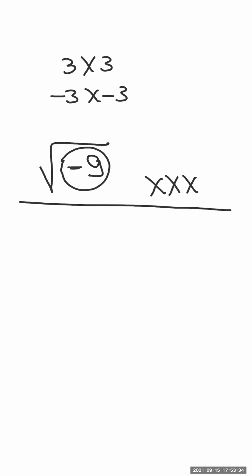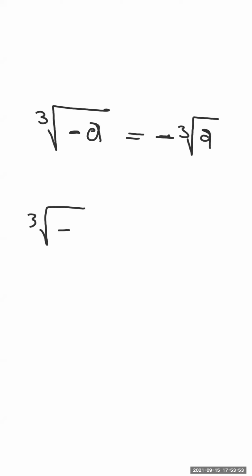But actually in the cubic roots, the cubic root of -a equals the negative outside the cubic root, like this, then cubic root of a. Like if it's the cubic root of -8, simply this means a negative cubic root of 8, which is equal to -2, right? So the cubic root for negative numbers is possible.